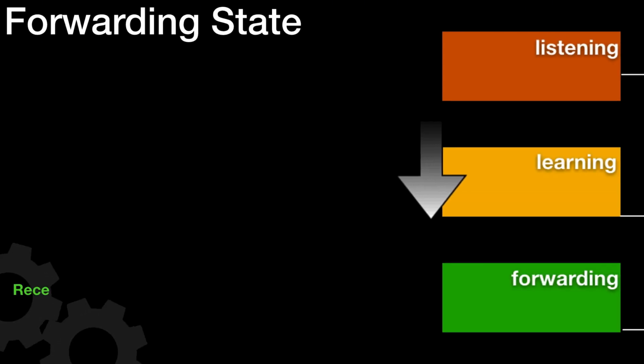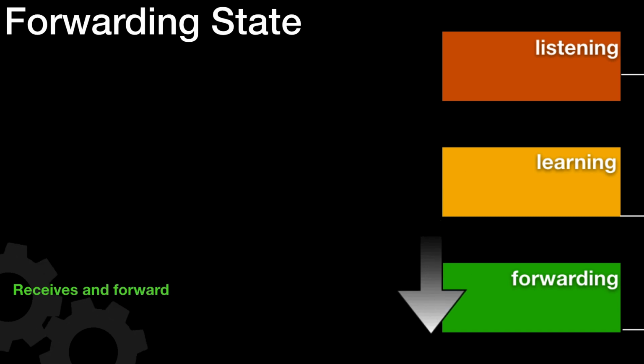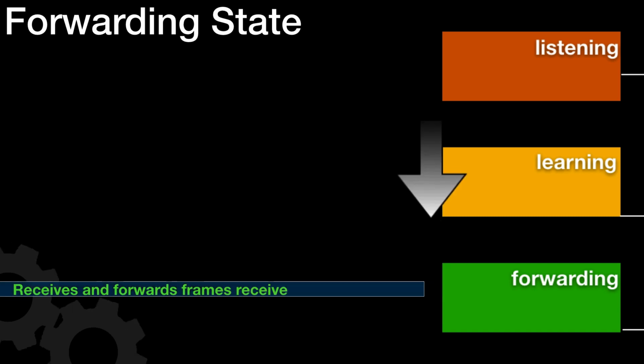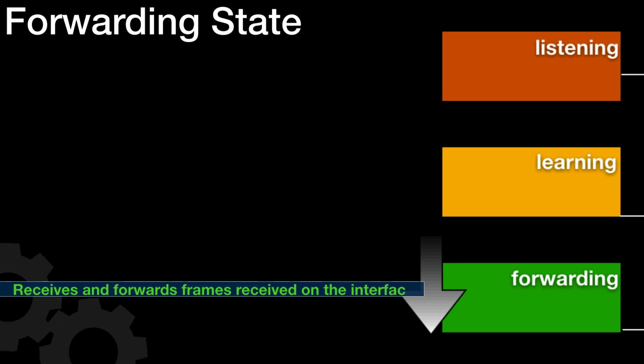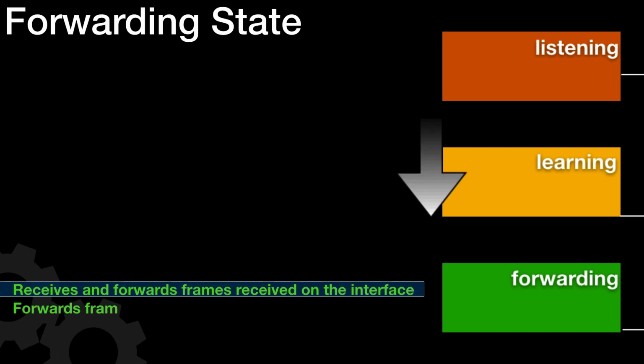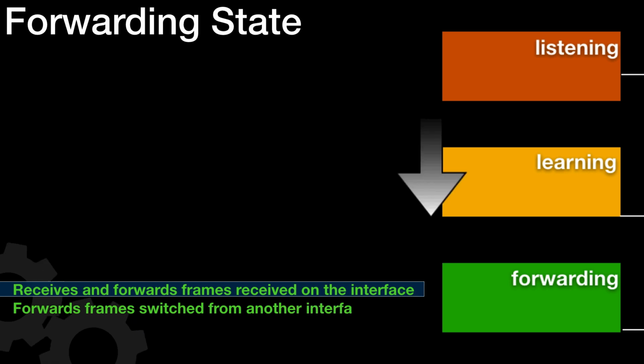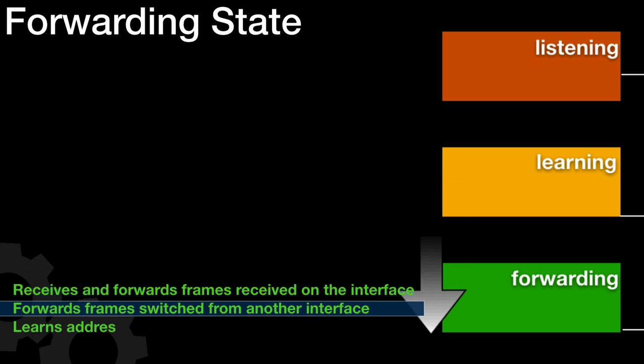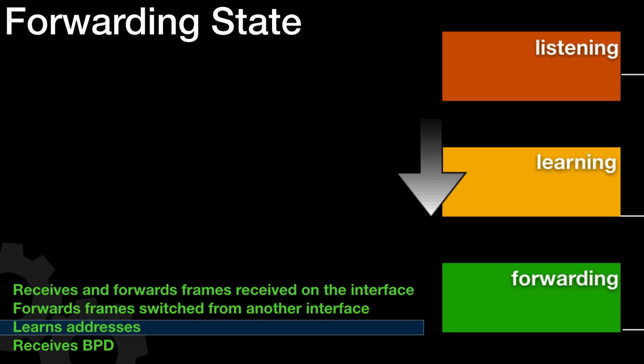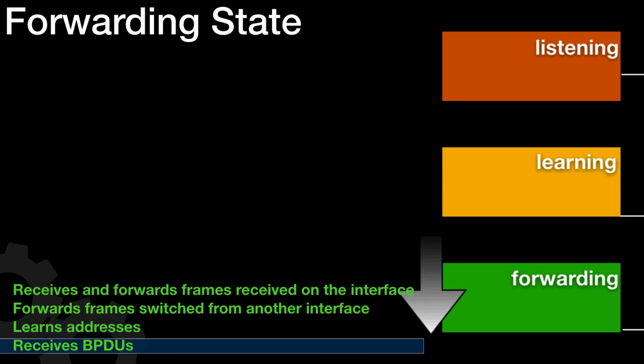Forwarding state. A Layer 2 interface in the forwarding state forwards frames. The interface enters the forwarding state from the learning state. An interface in the forwarding state performs these functions: receives and forwards frames received on the interface, forwards frames switched from another interface, learns addresses, receives BPDUs.